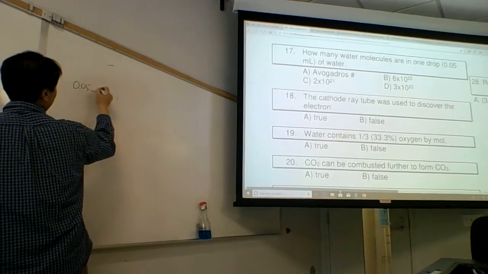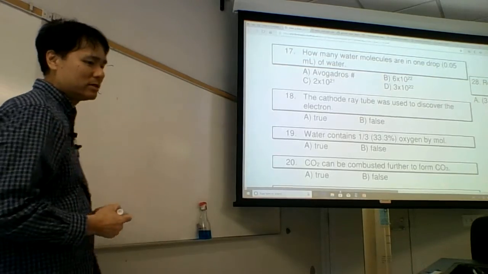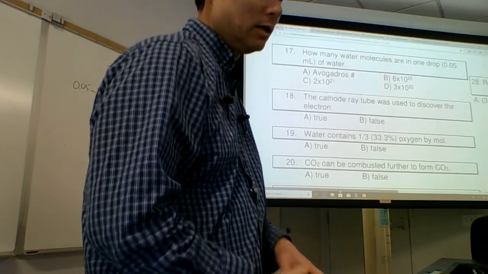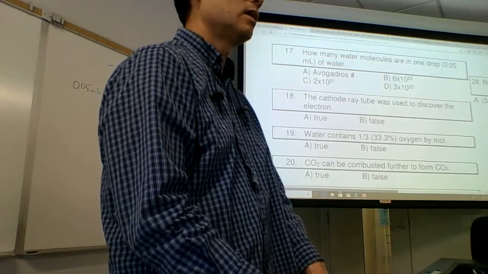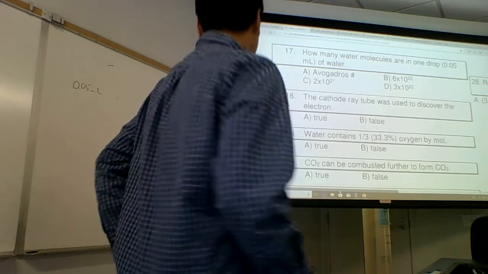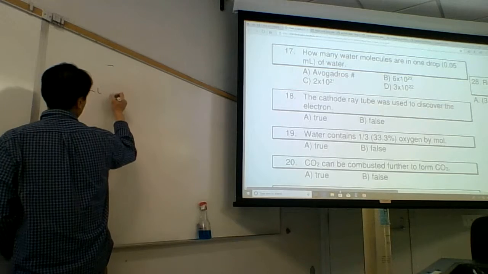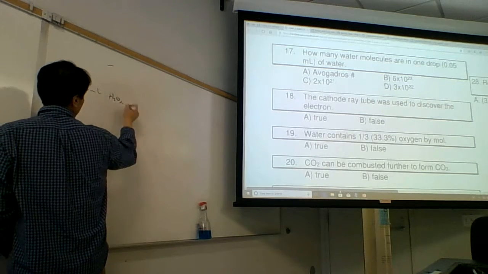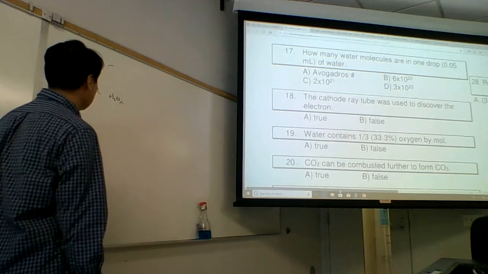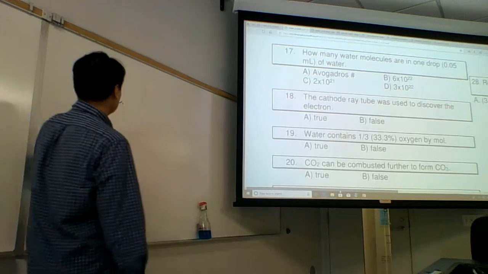0.05 milliliters. How do you know if you did it correctly or not? Because this is a test. There's no answer key. How you know you did it correctly is you make sure you write out the units, and the units cancel out properly. And most likely you did it correctly. And then you just double check your calculation. So this is 0.05 milliliters of H2O.